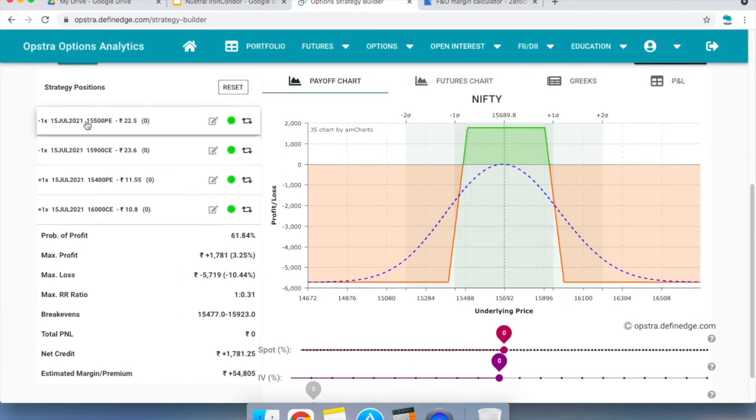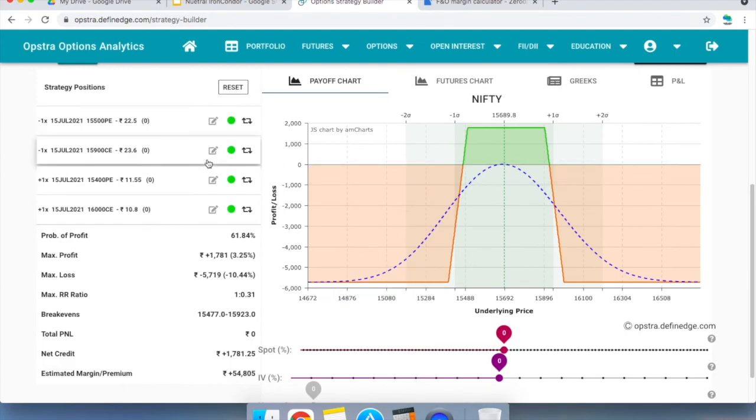So what did we do? Our 15,500 and 15,900, call side, put side, we sold it. Then we hedge it with the lower strike, 100 points difference between 15,500 and 15,400, and 100 points difference between 15,900 and 16,000. So we bought that. So 2 buys. These 2 buys are our premium paid, and these 2 sells are our premium received, right? So this is a weekly option.